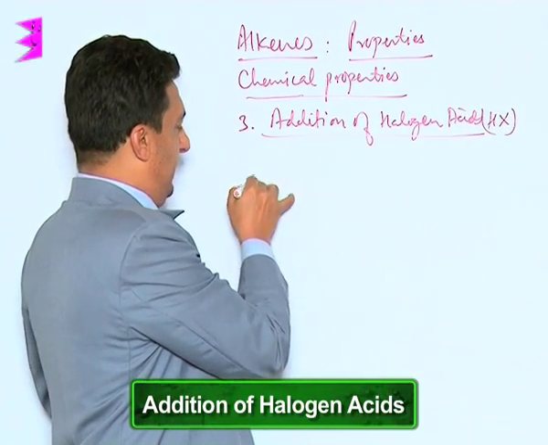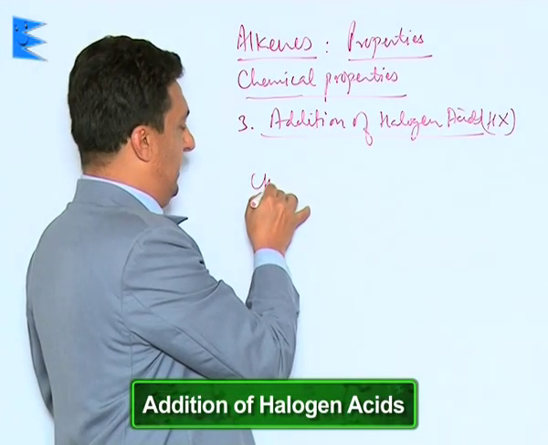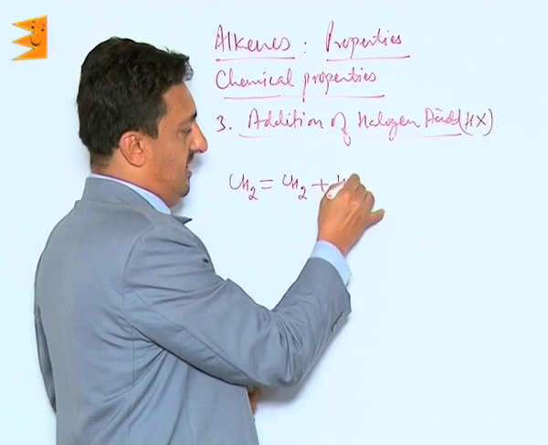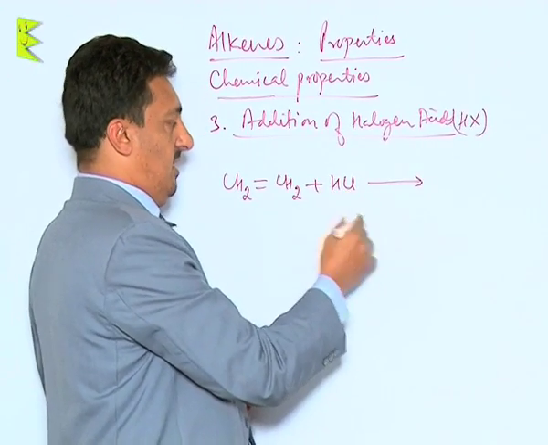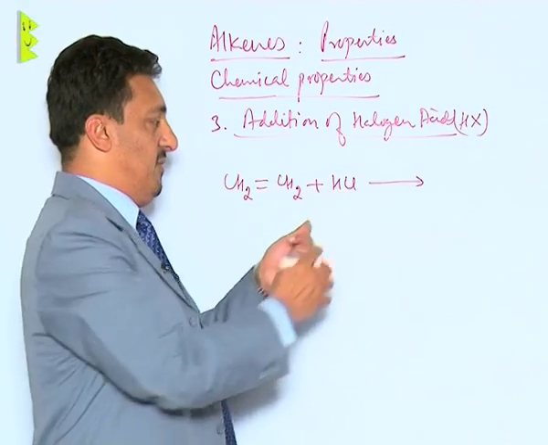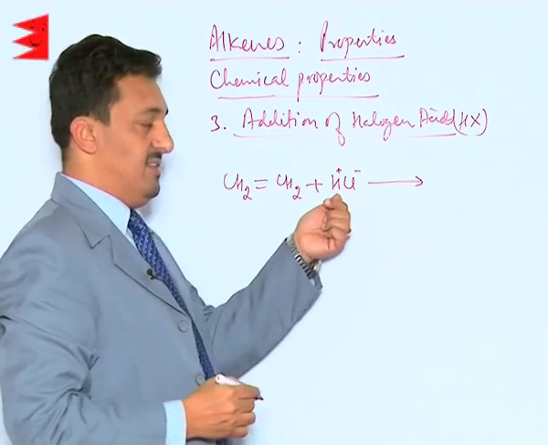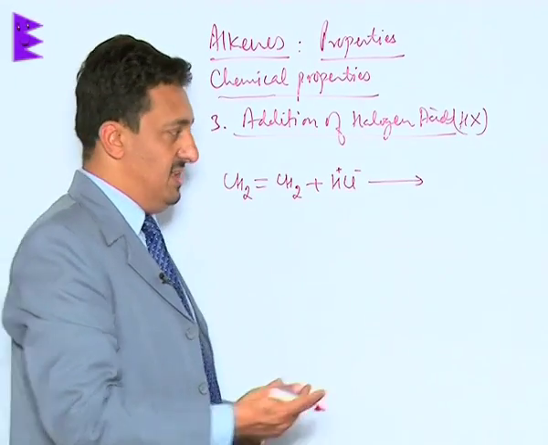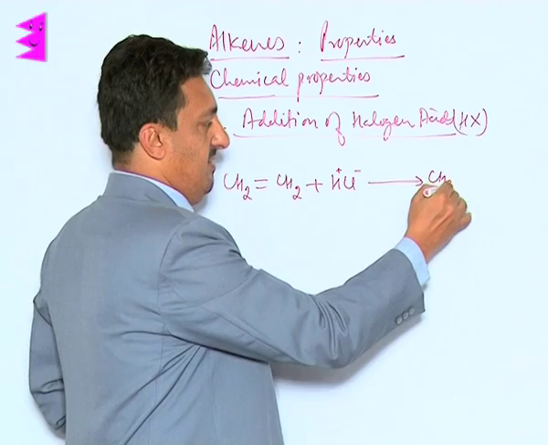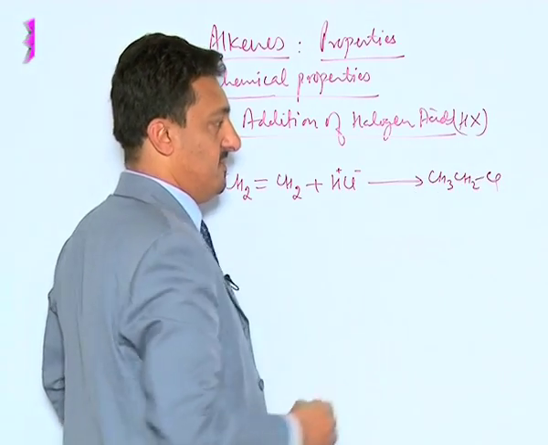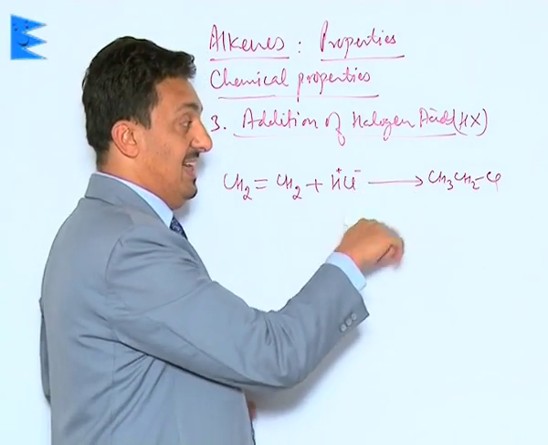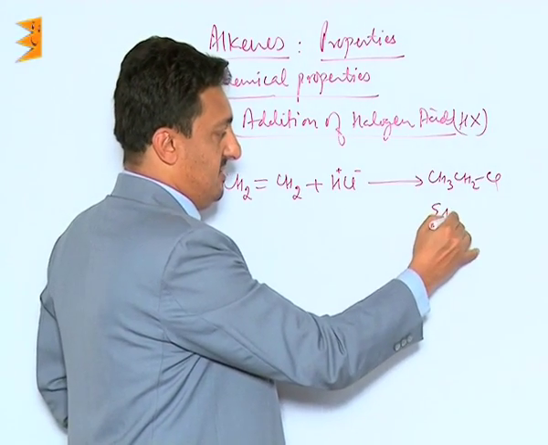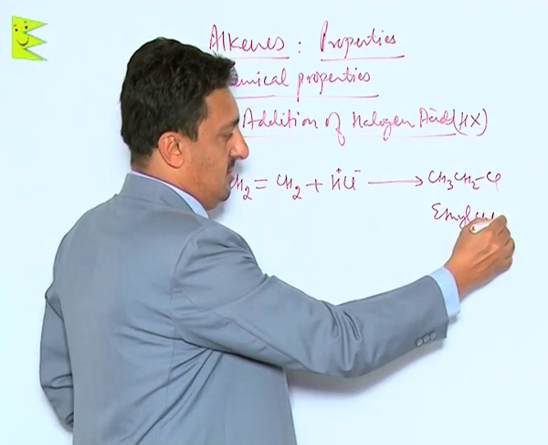Now let us take an example of the addition of a halogen acid to an unsymmetrical alkene. Let us take HCl. Now in HCl we have H plus and Cl minus. One is an electrophile, the other is a nucleophile, and they can go to any of the carbon atoms, because it's a symmetrical alkene. So this will give us the product like this one. What we get is alkyl halides as the product on addition of halogen acids to alkenes, and in this case this is called ethyl chloride.